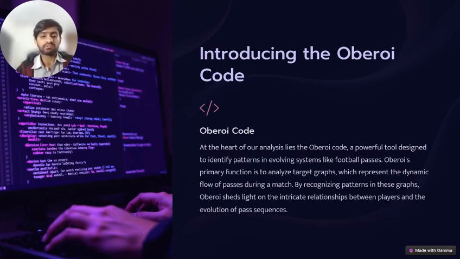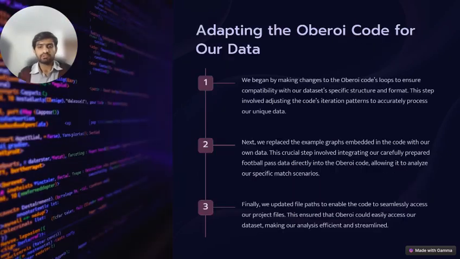Now let's see how we have adapted this code into our own code. The first thing that we modified was the code iterations loop to ensure compatibility with our dataset structure. This step was essential to process our data efficiently, as it differed from the example graph provided in the original code.